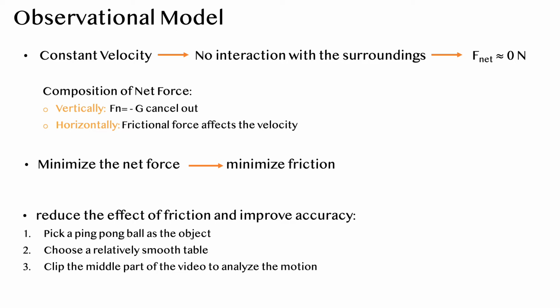To reduce the effect of frictional force and improve accuracy, first, I choose a ping pong ball as the object because the rolling friction is much smaller than the sliding friction. Second, I choose a relatively smooth table, and last, I clip the middle part of the video to analyze the motion, trying to avoid the accelerating and decelerating parts.